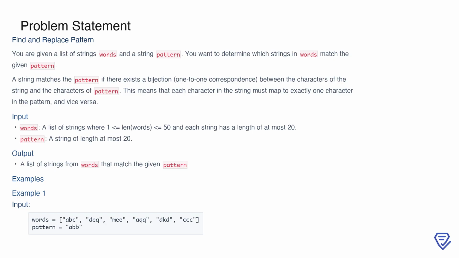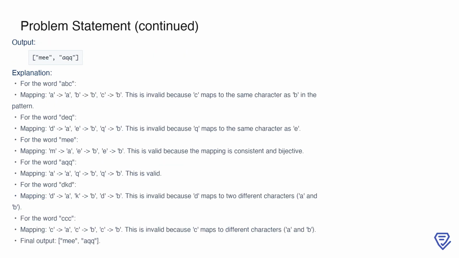The input consists of the list words, which can have up to 50 strings, each with a maximum length of 20 characters. The pattern itself is also a string with a maximum length of 20 characters. The output will be a list of strings from words that match the given pattern. For example, consider the input where words is the list ABC, DEC, ME, EC, DKD, CCC, and the pattern is AB. The output is ME, AC.